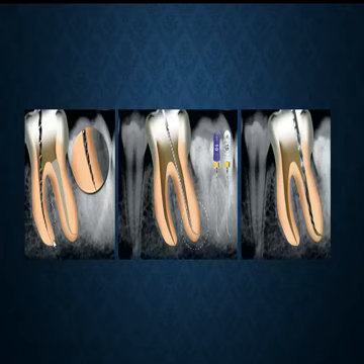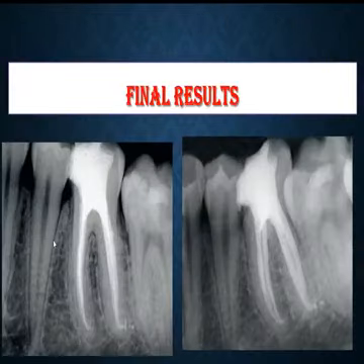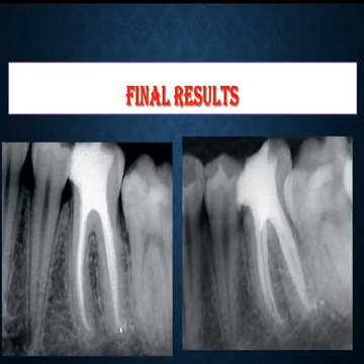So there you can see the final results. You can see the ledge has been bypassed, and the canal anatomy is very much maintained, with lateral canals filled at the apical third. The obturation has been done with the help of resin sealers. I am using a lot of resin sealers, and also bioceramic sealers.